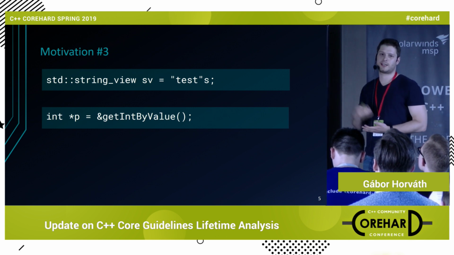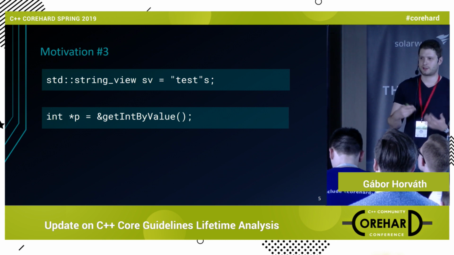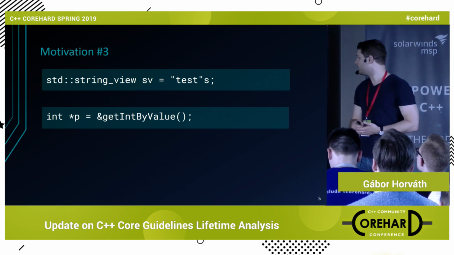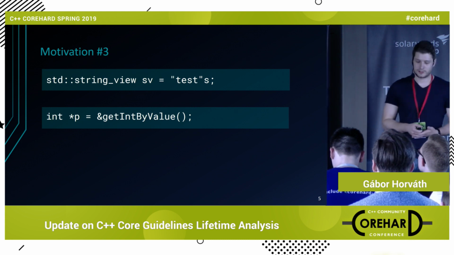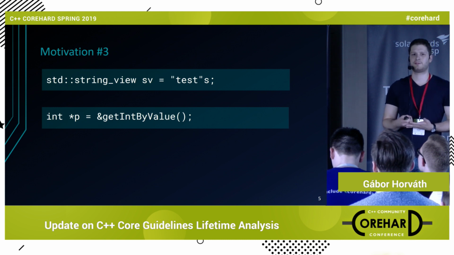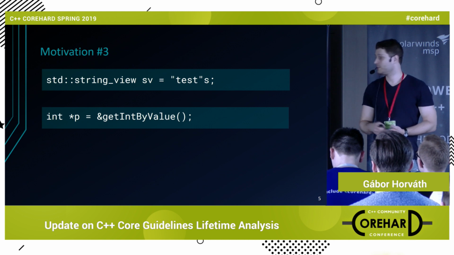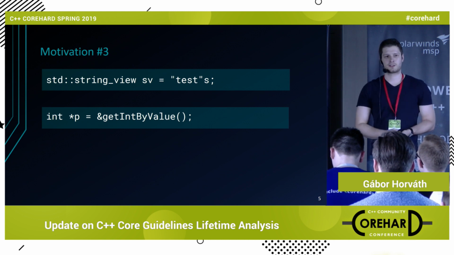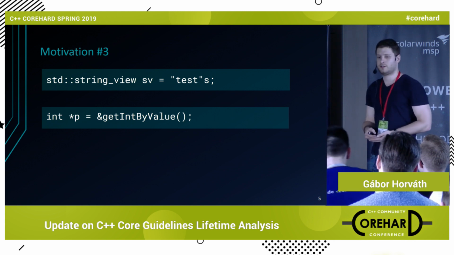But we can make the same kind of error if we are using user-defined types instead of raw types. For example, here, notice the s suffix at the test string. We will create a temporary std::string object which will be destroyed by the end of the full expression. So the string view will dangle.